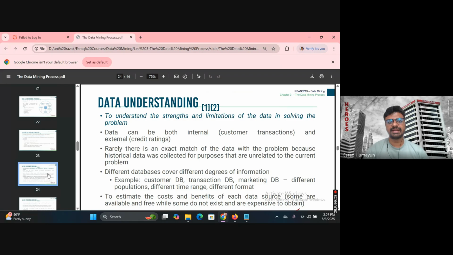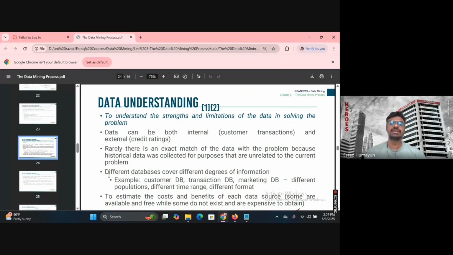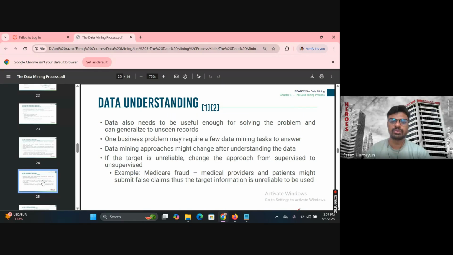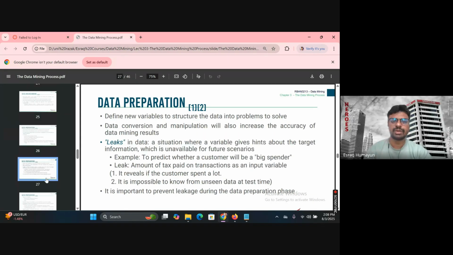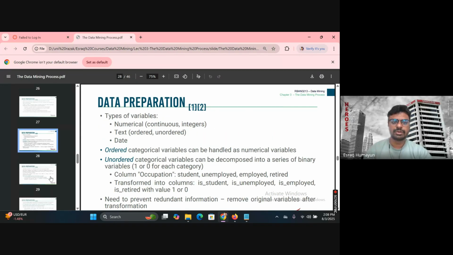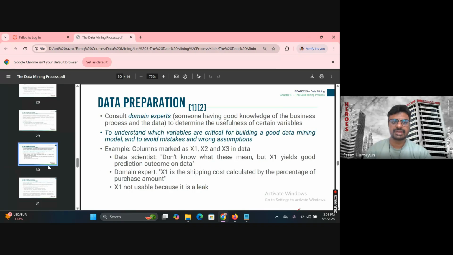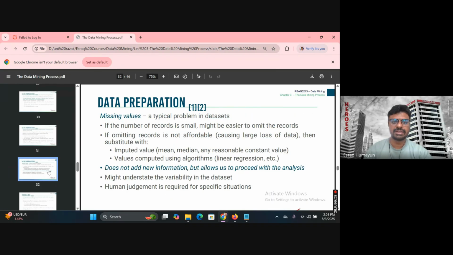So it's business understanding, then data understanding, to understand the strength and limitation of data in solving the problem. Data can be both internal, like customer transactions, and external, like credit rating. So that is the understanding of the data, basically what data you are going to use and what you are not going to use. Then data preparation. By analyzing the data, you will decide how you prepare the data and what algorithm you will implement.